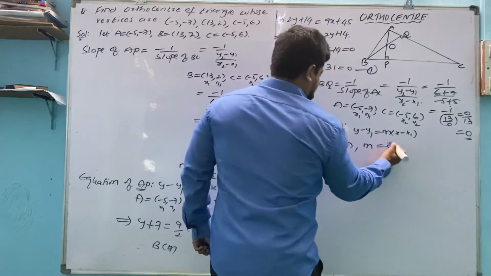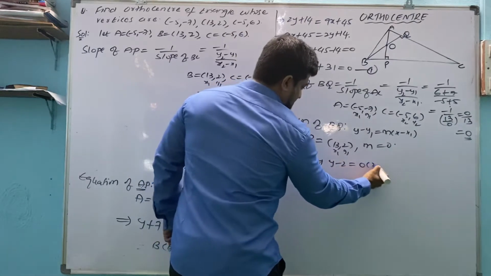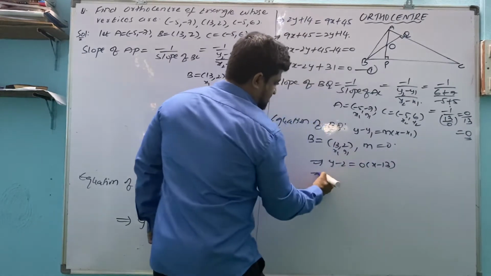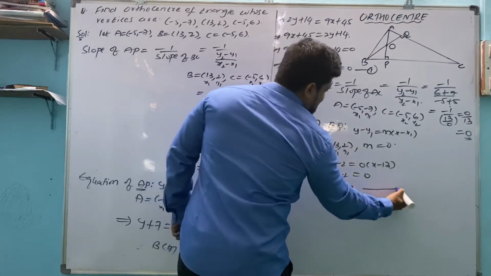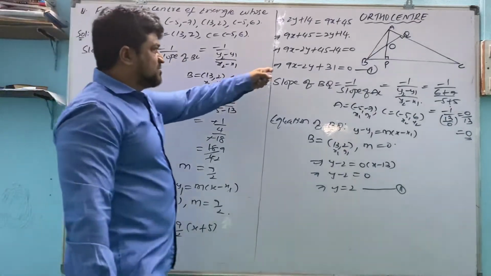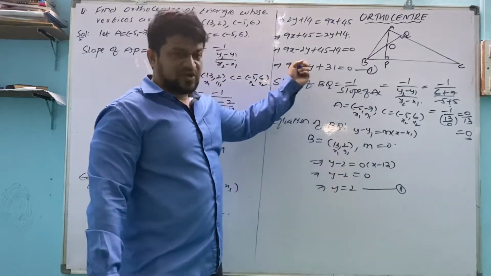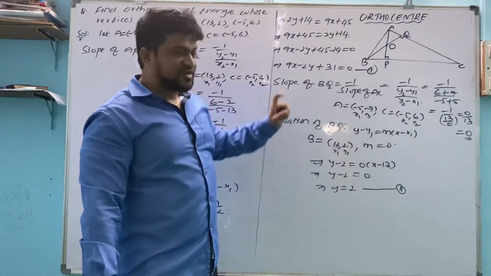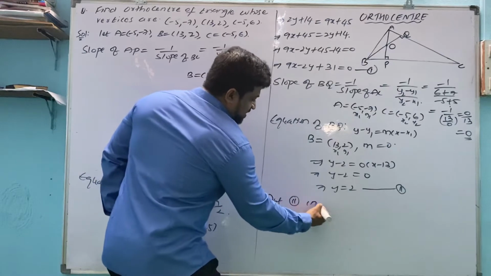Slope already it is there. So the equation of BQ is y minus y1 equal to m into x minus x1. Y minus 2 equal to 0, y equal to 2. This is the second one. Now once we have two equations, equation 1 and equation 2, we will solve 1 and 2, or substitute 2 in 1 or 1 in 2 in order to get the x value.